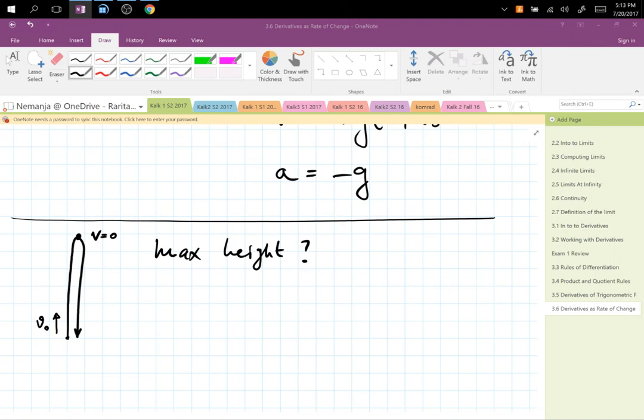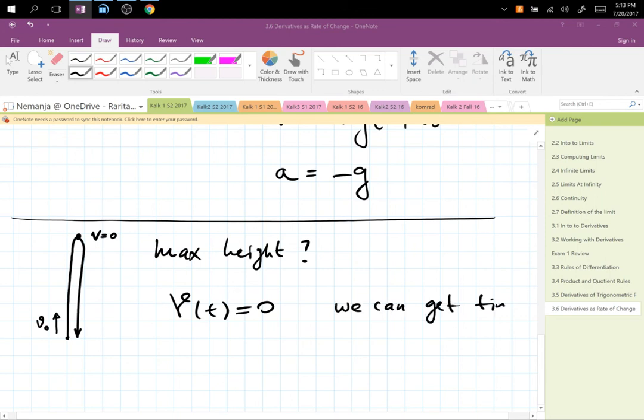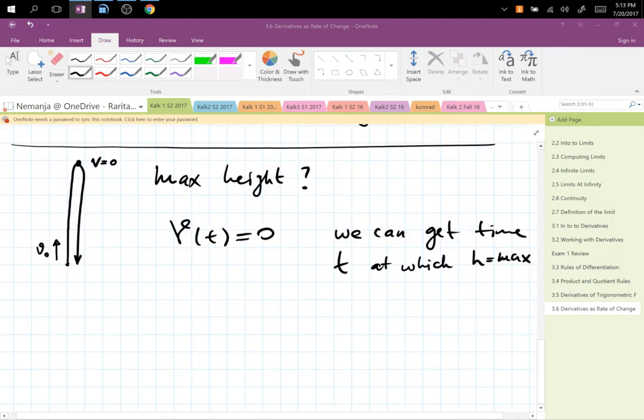So where's the maximum height? Maximum height is when the velocity is equal to 0. So you take v of t equal to 0, and we can get the time t at which height is max. So that means set the velocity equation to 0. Now we're going to also connect this later with another concept.